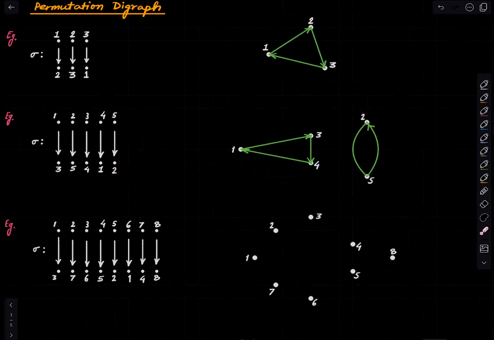And lastly, let's talk about this one. So 1 goes to 3, 7, 6, and so on. Let's just draw this right away. 1 goes to 3, 2 goes to 7, 3 goes to 6, 4 goes to 5, 5 goes to 2, 6 goes to 1, 7 goes to 4, and 8 is fixed. Nothing happens to 8.